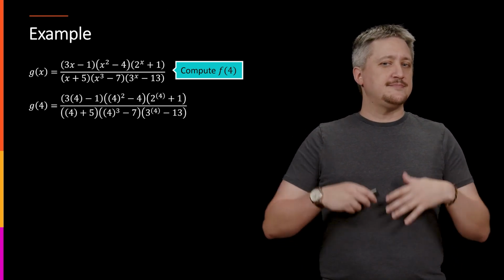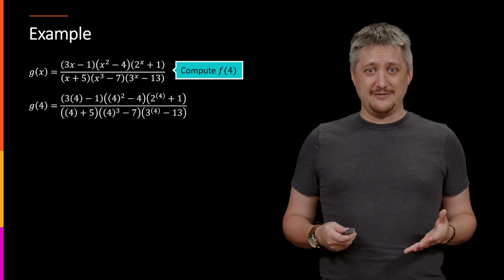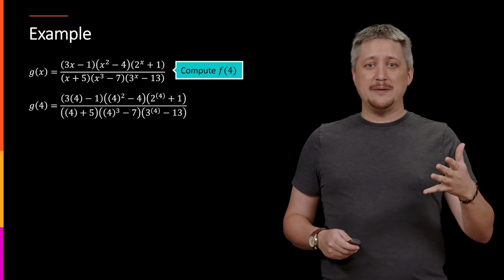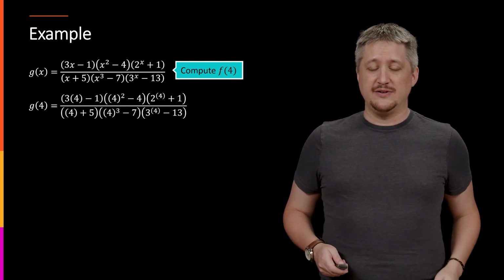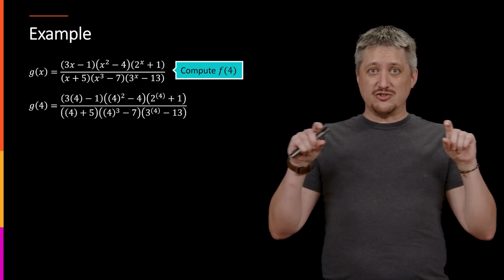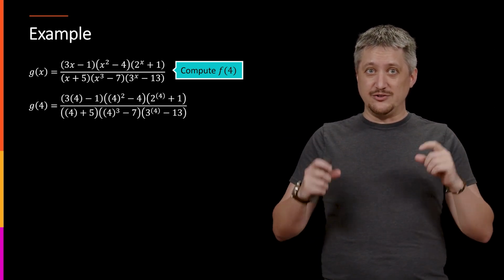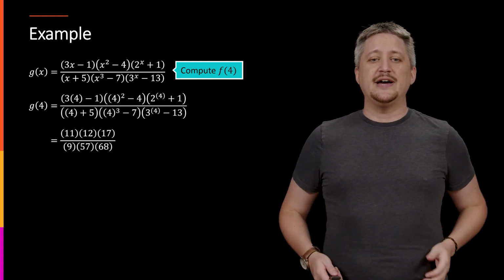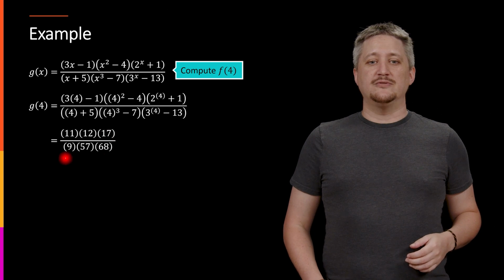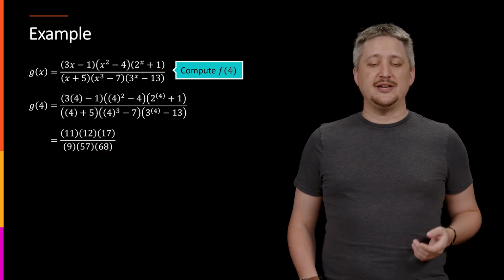So as it stands, since I can't simplify any of the algebra part, since there are no common factors, plug in 4, compute stuff. But I'm not going to multiply the stuff together. I'm just going to compute each of the individual factors. So if I do that, I end up with this thing here. So I have 11 times 12 times 17 over 9 times 57 times 68.